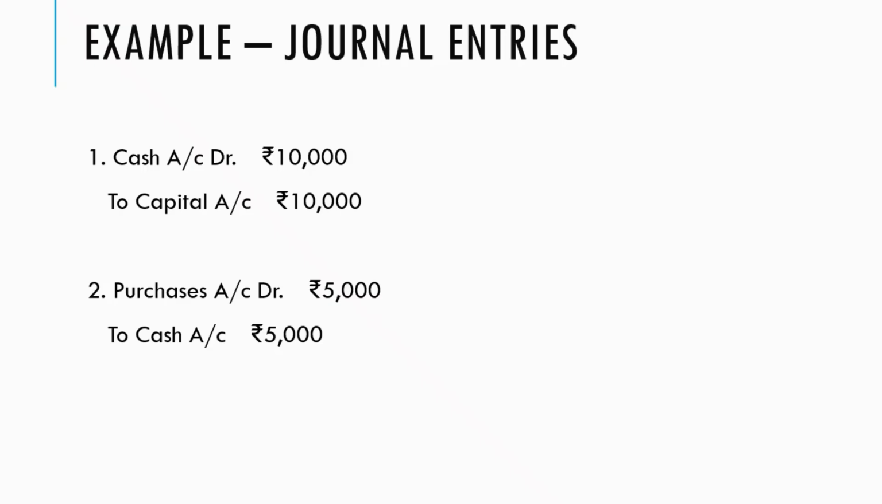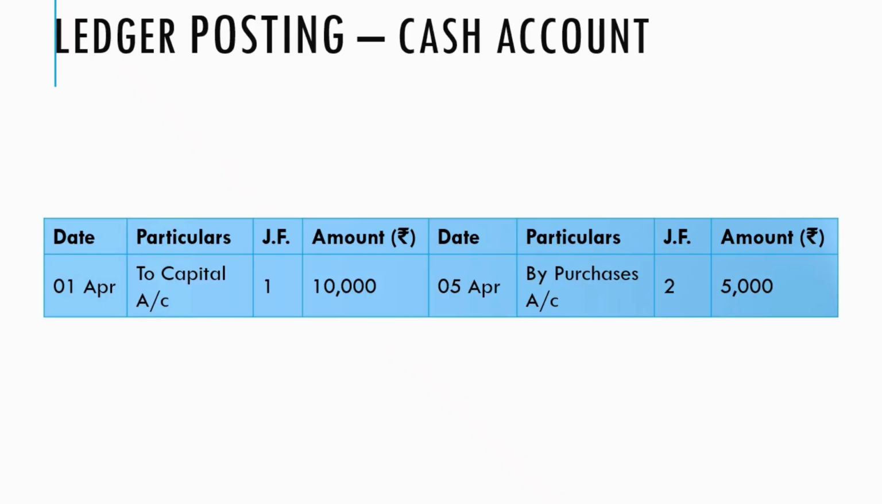So now we are going to prepare a ledger posting for cash account. This is the ledger posting of cash account. How? From journal to ledger. So first, the date 1st April, to capital account. The transaction was cash account debit to capital account. So cash account is going to be debited by the name of capital account. That means on the cash account's debit side, we are going to put 10,000 in the name of capital account. Yes, so to capital account 10,000.